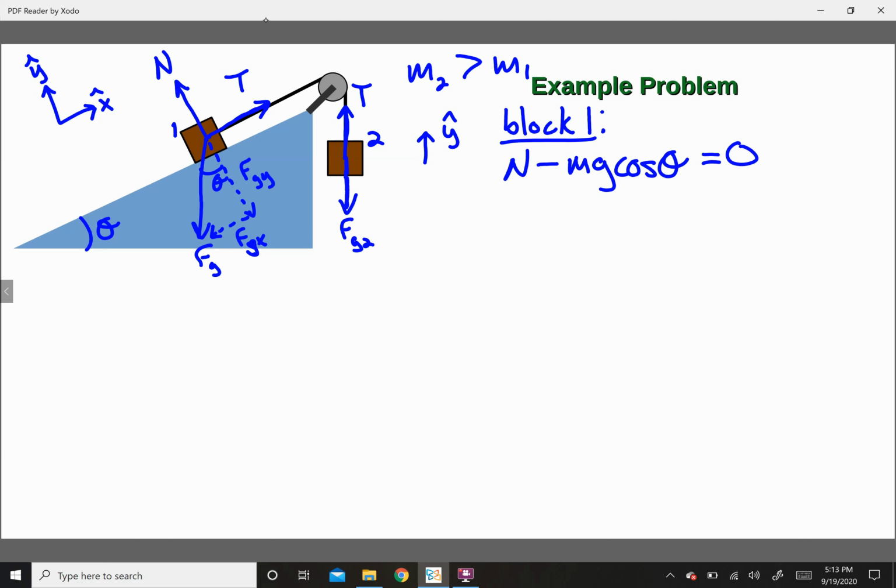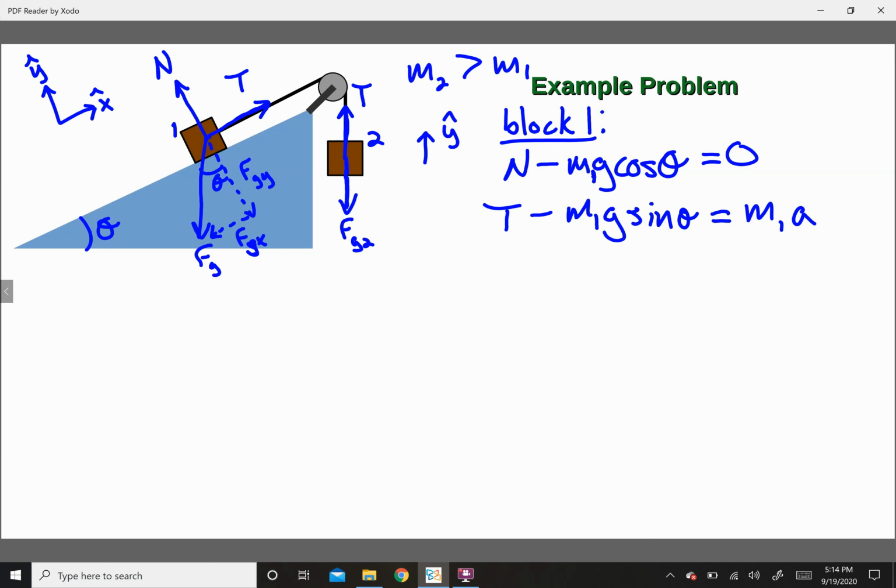In the x direction, we have tension pointing in the positive x direction, and we have minus the x component of block 1's mass. Let me put a little 1 on this m. Block 1's mass pointing down. Okay, so the force of gravity on block 1 pointing down, m1g sine theta, and that's equal to m1 times a, and a is going to be in the positive x direction. Okay, because we said block 2 was heavier than block 1.